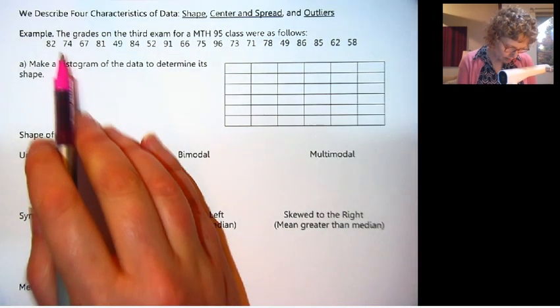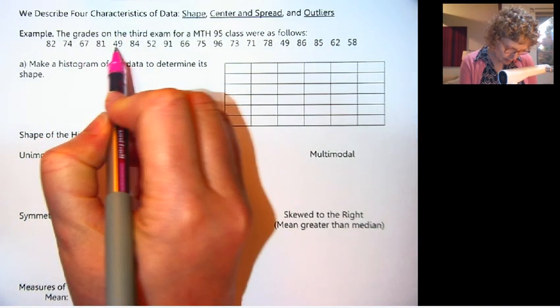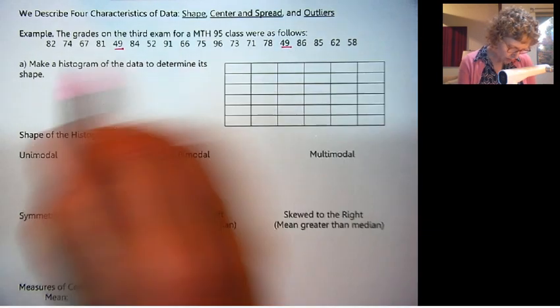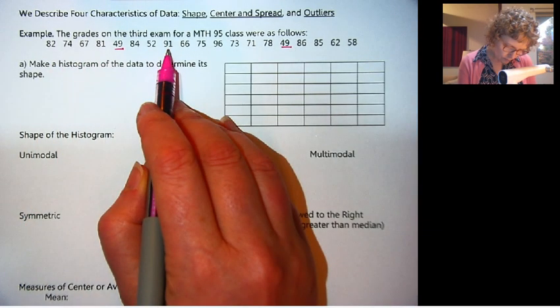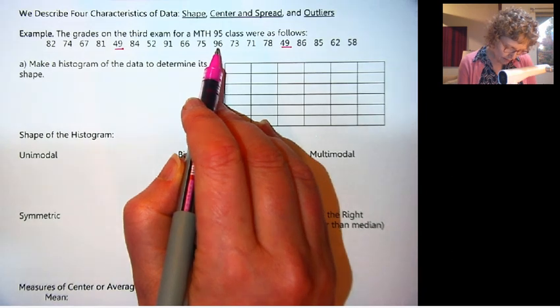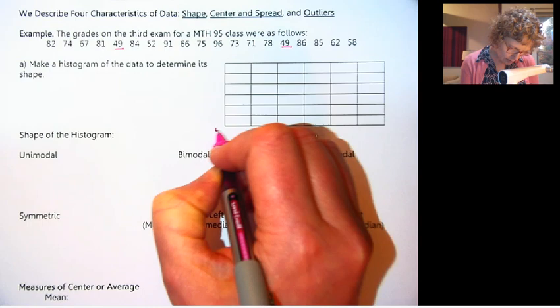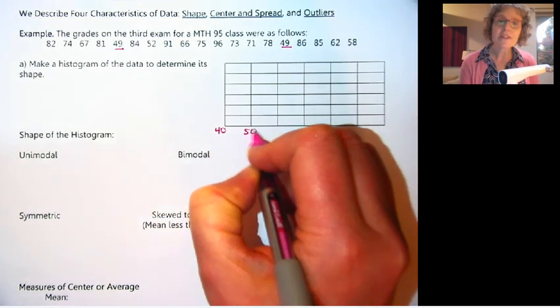So let's look for the lowest. 49 looks like the lowest. And what's our highest? 96? Okay, so can we do 40s, 50s, 60s, 70s, 80s, 90s? Perfect. It's almost like I set it up that way.